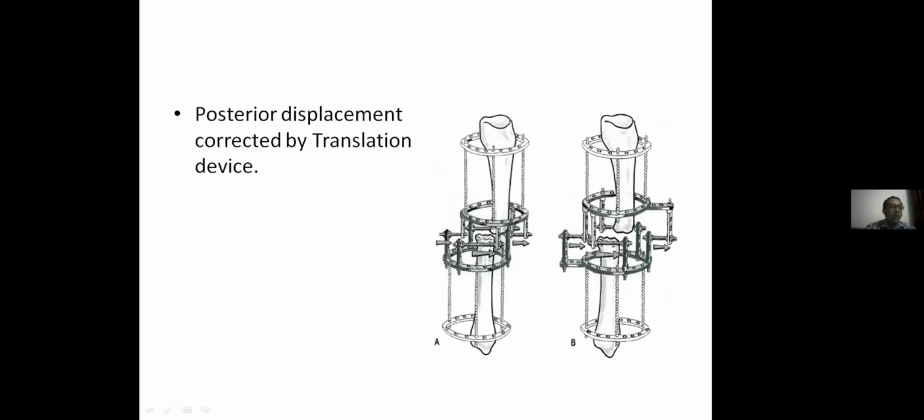Here posterior displacement. In this picture, the posterior displacement occurs in the tibia, which is corrected by a translation device. The translation device used in the posterior displacement has 4 rings, 2 rings in the upper fragment and 2 rings in the distal fragment, connected with the translation device. The cursor shows the translation device. This translation device is made of horizontal threaded rods and multiple posts. Here in the direction of this arrow, the displacement is corrected this way.